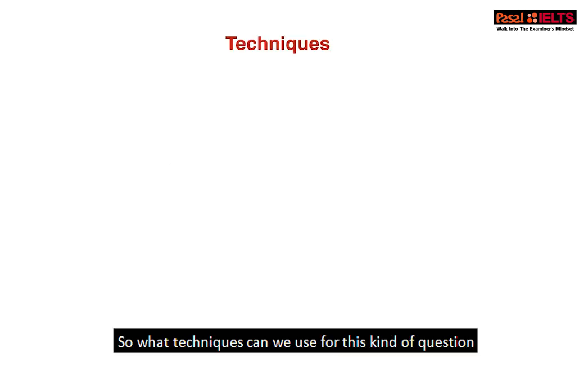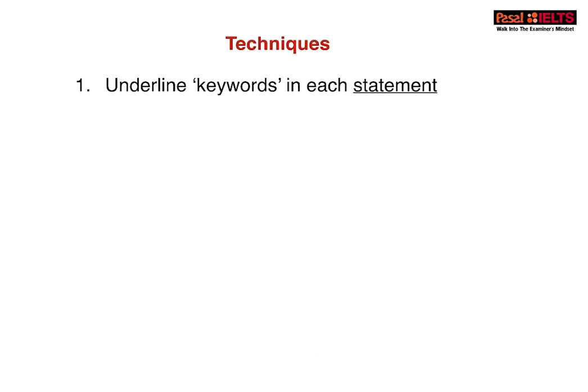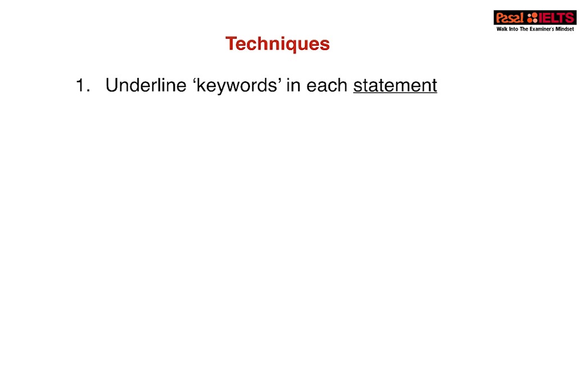So what techniques can we use for this kind of question? Well, here's my advice. First, underline keywords in each statement. When I say each statement, I mean the questions. You look at the questions first, not at the names or the passage first. Start with the questions, underline the main words, the meaning words, maybe nouns, verbs, words that later we're going to match with keywords in the passage.